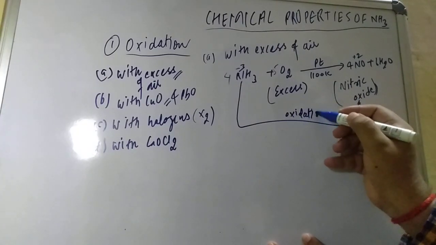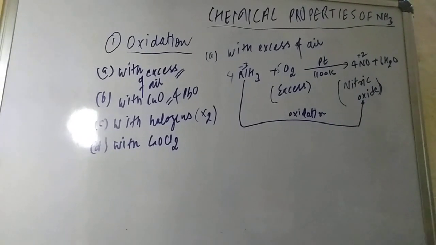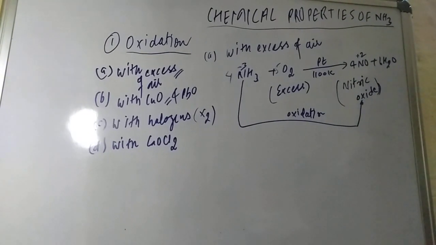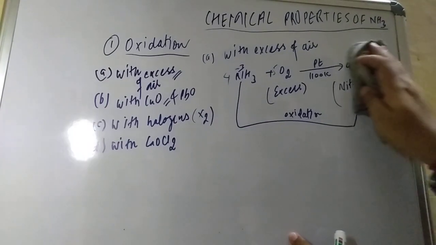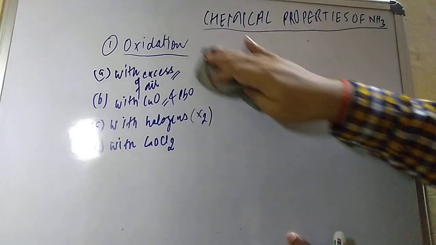So first, when heating ammonia with excess oxygen in the presence of a platinum catalyst at 1100 Kelvin temperature, it gives nitric oxide. This is the first example of the oxidation of ammonia. Now let us move on and see the other oxidation reactions of ammonia.